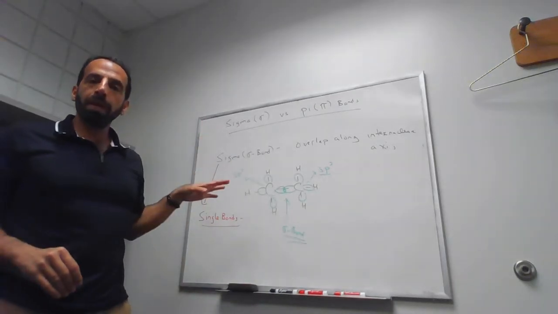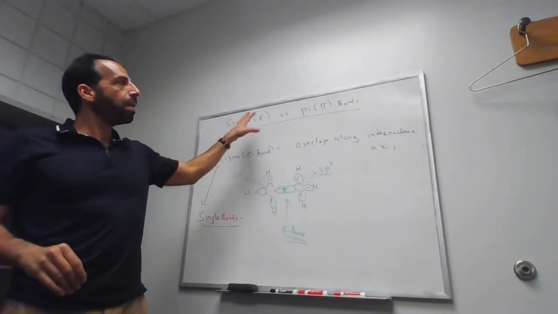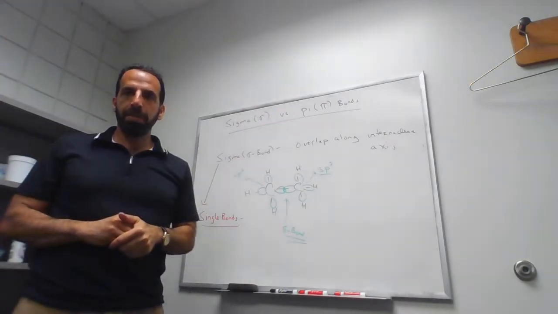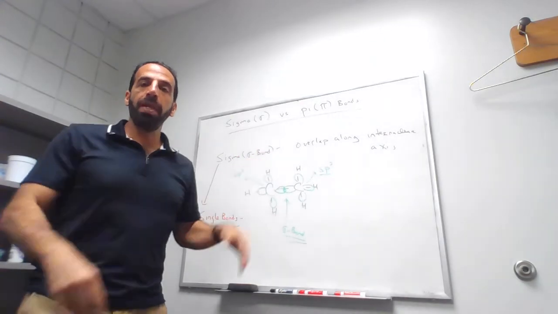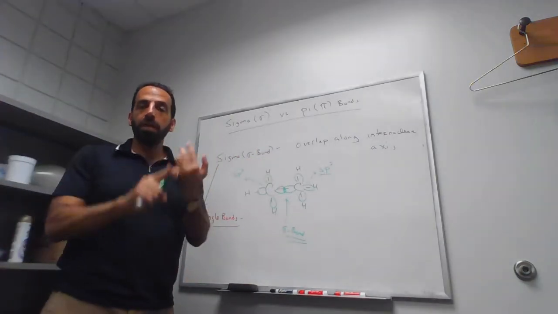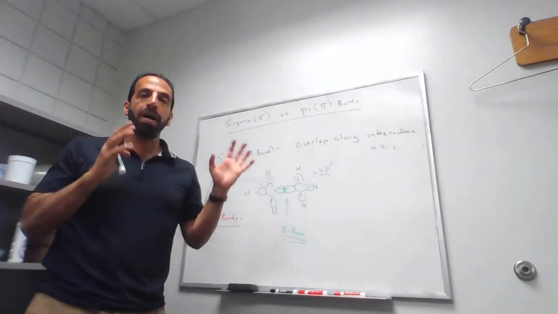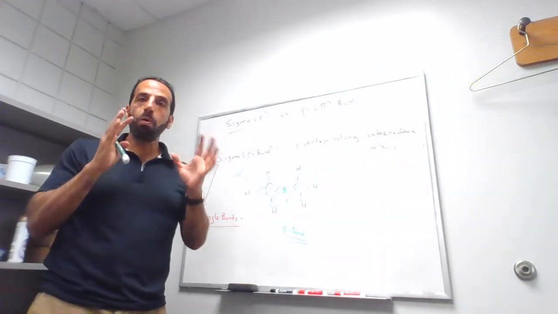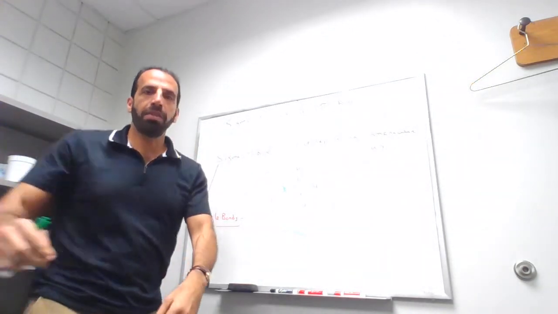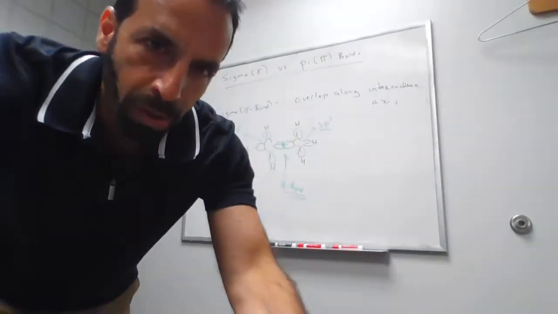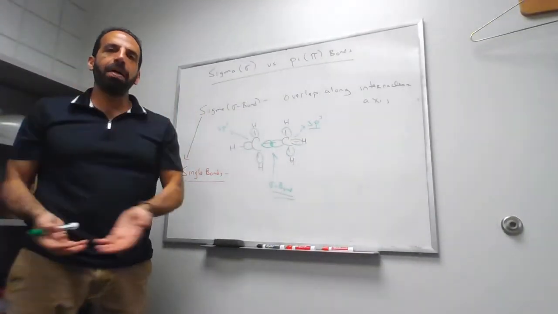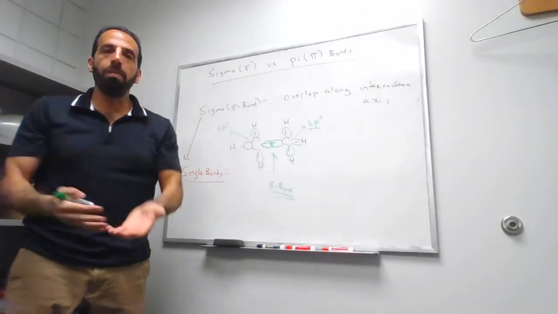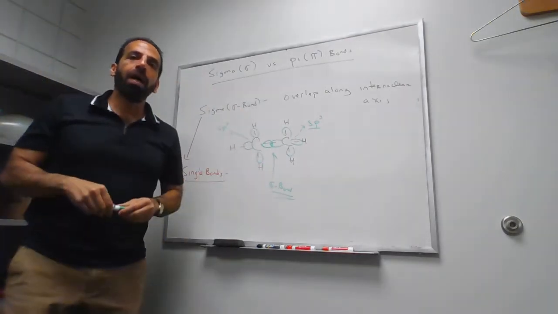So what I want to talk about now in this video is sigma versus pi bonds. Again, this is going to be overlap of orbitals, and this is going to determine if the bond is going to be a single bond, double bond, triple bond, etc. Again, it's overlap of orbitals in certain directions that determine if it's a sigma bond, pi bond, single bond, double bond, triple bond, etc.